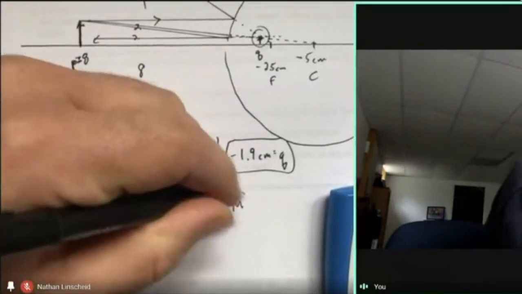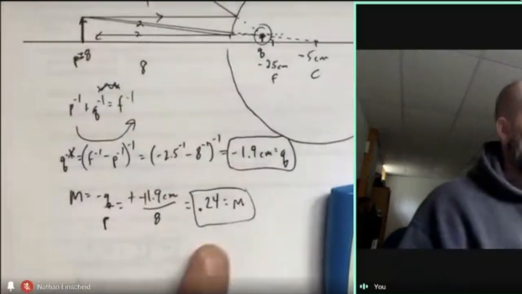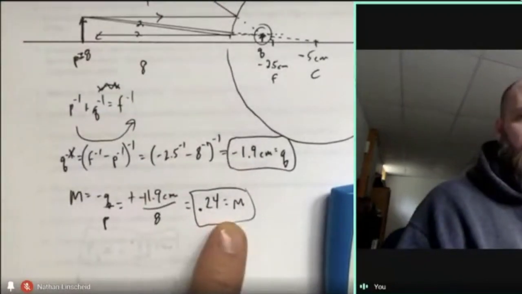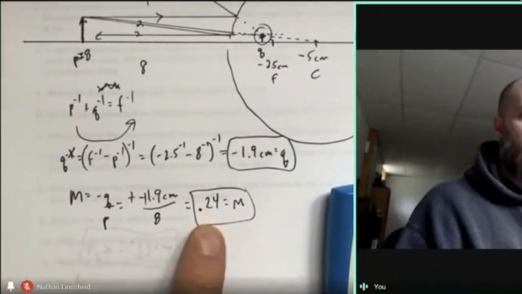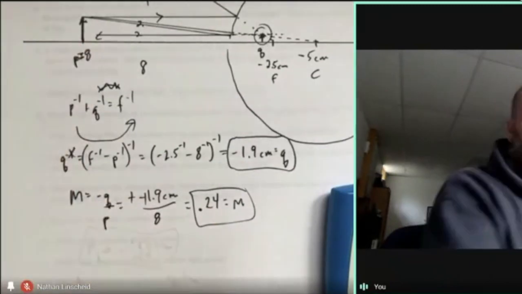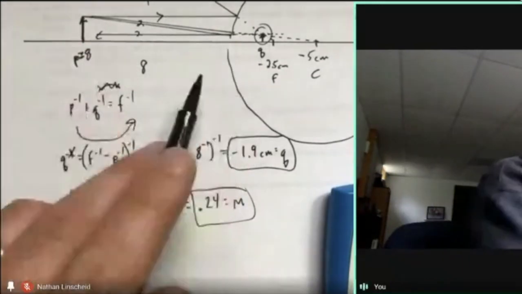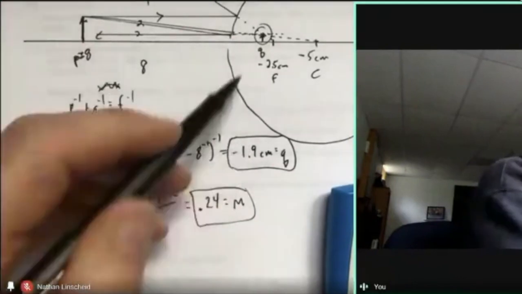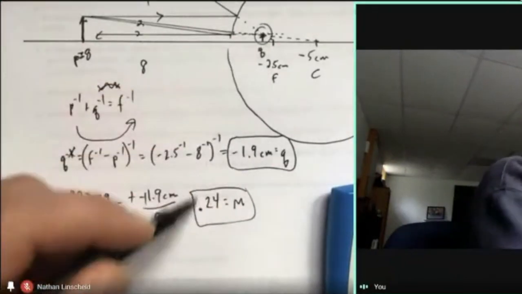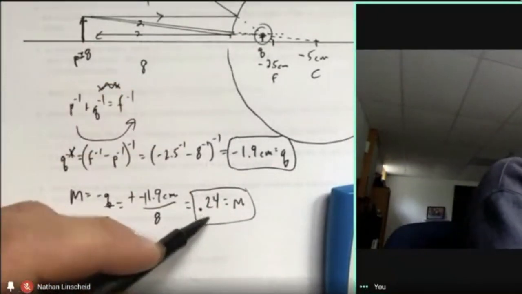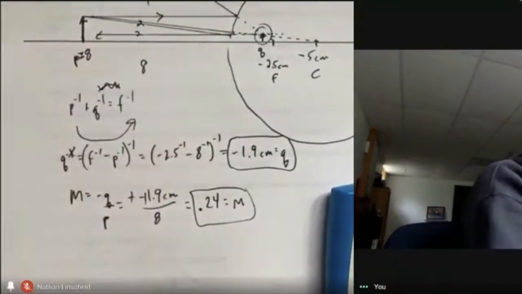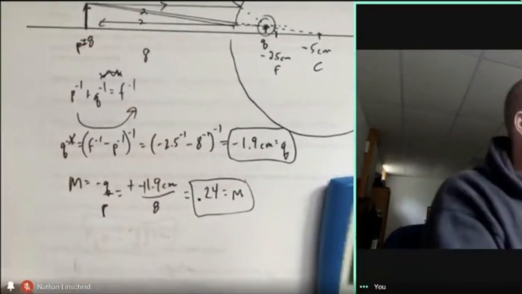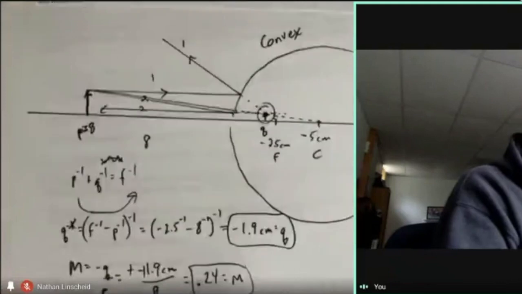Now notice there are no units for magnification, it's just a ratio, and so what this is saying is that it's 1/4 the height of the original image, and I don't know, looks about right. Like I said, I didn't draw this exactly to scale, but it is upright, meaning that the magnification is positive, and it's smaller. And it looks like it's about 1/4 the size. Okay, let's move on to number 3.